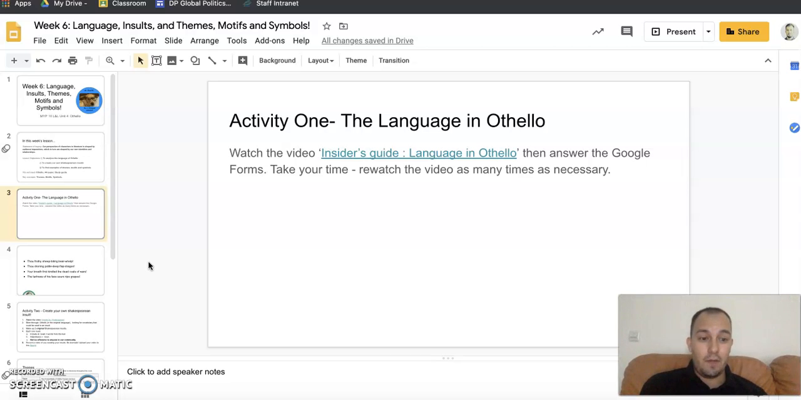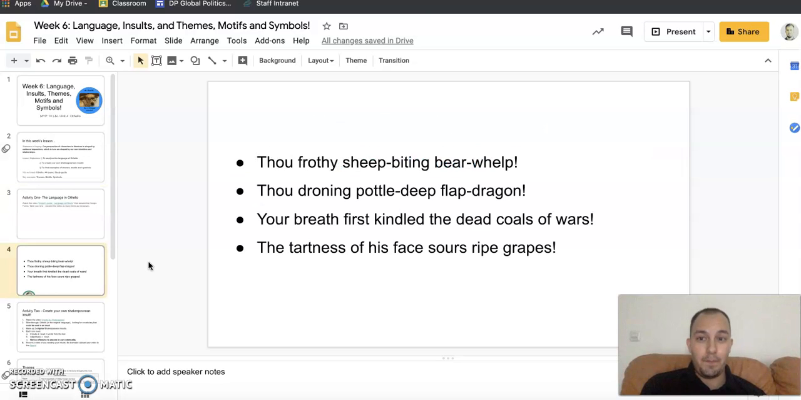When you've done that, when you've submitted your forms, we're going to look a bit at Shakespearean insults. And these are some examples of Shakespearean insults. Thou frothy, sheep-biting bear whelp, thou droning pot-deep flapdragon.